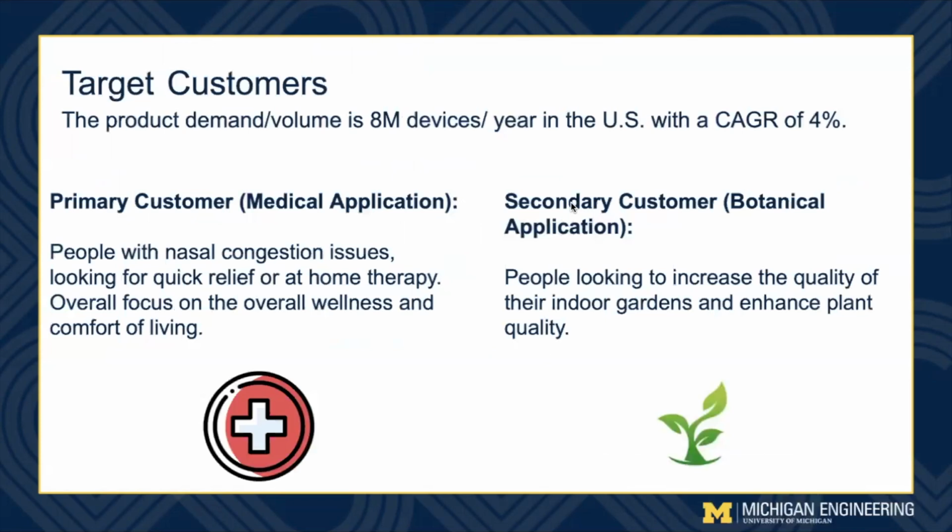level sensor. The primary customer group for this product is people with nasal congestion issues, looking for a quick relief or at-home therapy. The overall focus is on the overall wellness and comfort of living. The secondary customer group is people looking to increase the quality of their indoor gardens and enhance plant quality. These two customer groups form the framework for our two product variants.